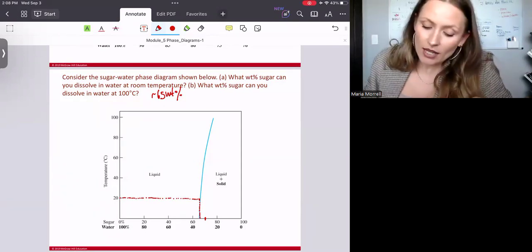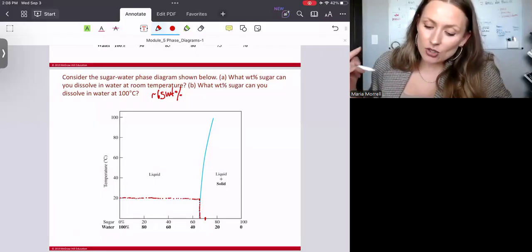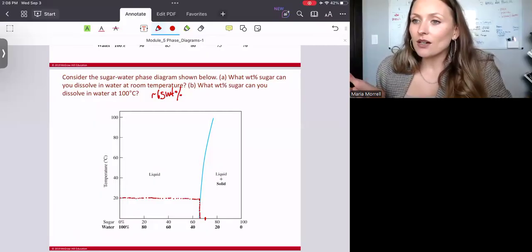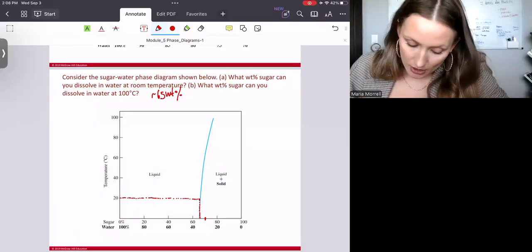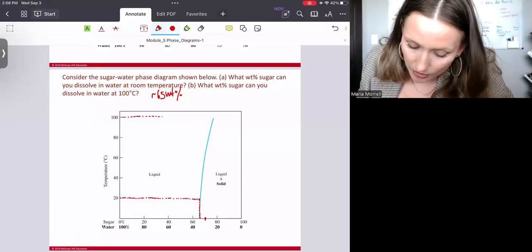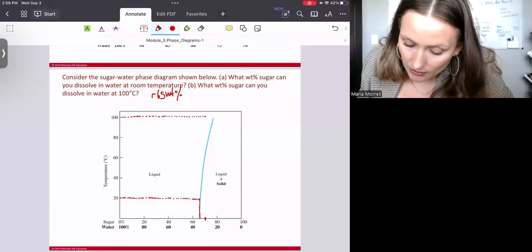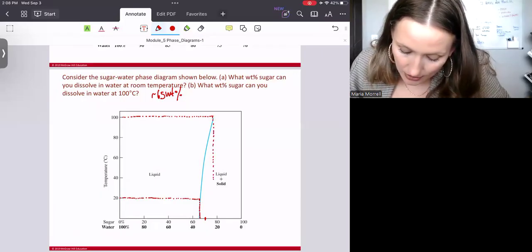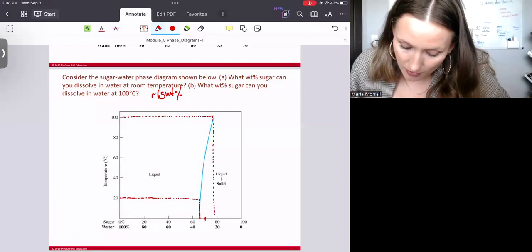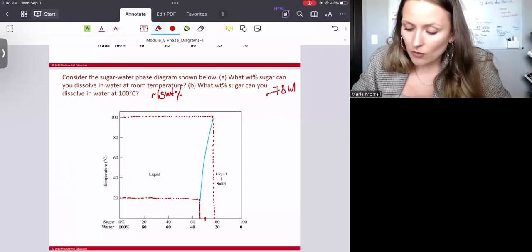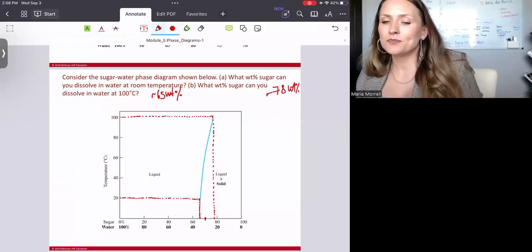you can dissolve 65 weight percent of sugar at room temperature. Next question is, what percent sugar can you dissolve in water at 100 degrees C? Now I'm going to heat up my water and bring it to 100 degrees C. I'm going to draw a line till it intercepts right there, and it looks like I can significantly increase the amount, to roughly 78 weight percent.